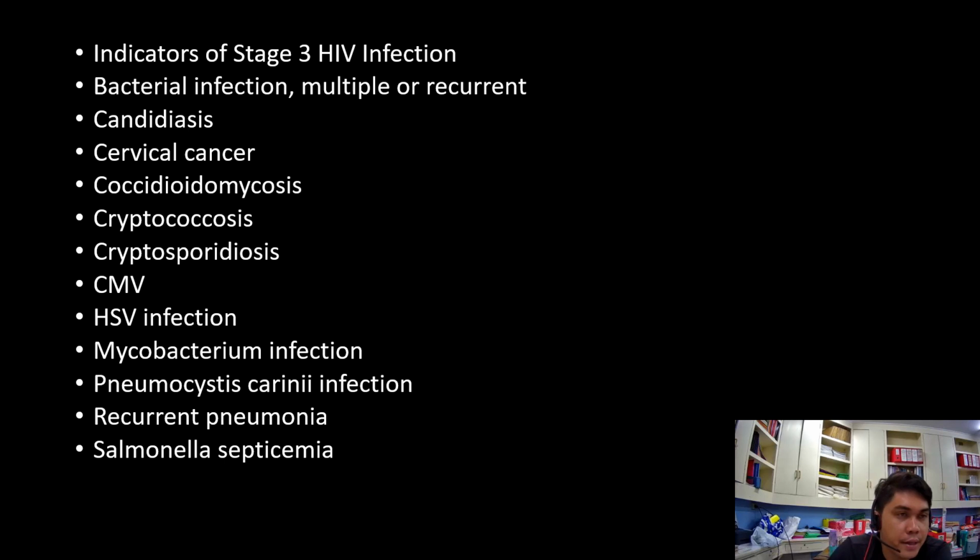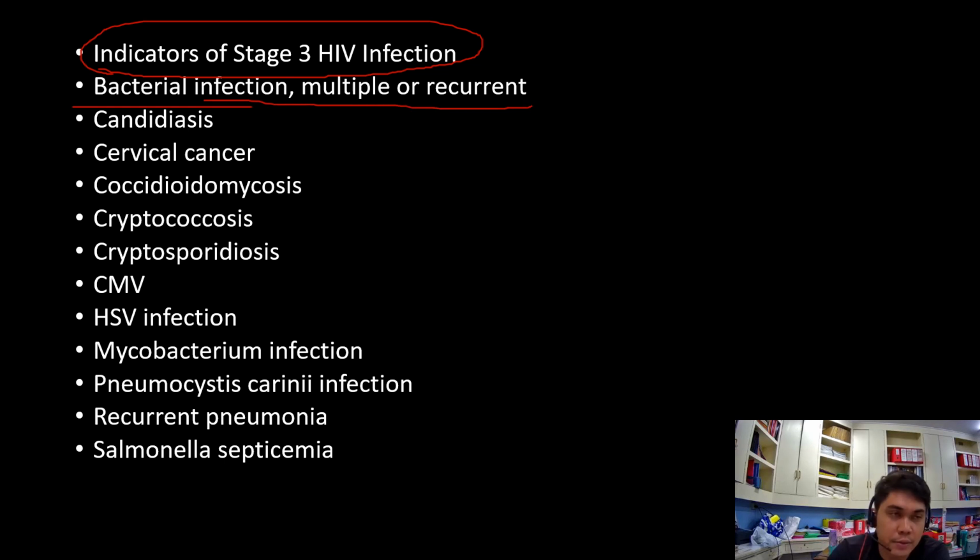Next are the indicators of stage 3 HIV infection. First, we have bacterial infection, multiple or recurrent bacterial infection. The reason is immunosuppression. Another is candidiasis or persistent candidiasis, due to immunosuppression. Next is cervical cancer, then coccidioidomycosis, cryptococcus, cryptosporidiosis. So these are fungal infections.